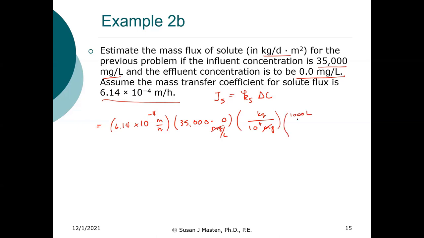And we have 1,000 liters per meter cubed. So liters cancel. And we've got meters and meters cubed. So this becomes meters squared. And I canceled hours, I shouldn't have. We have 24 hours per day. Now hours cancel. Okay, so we've got kilograms per meter squared per day. And if we multiply, this is 0.52. Okay. So that is the flux of salt. So there's roughly a half a kilogram of salt passing through the membrane for every square meter of membrane surface per day.